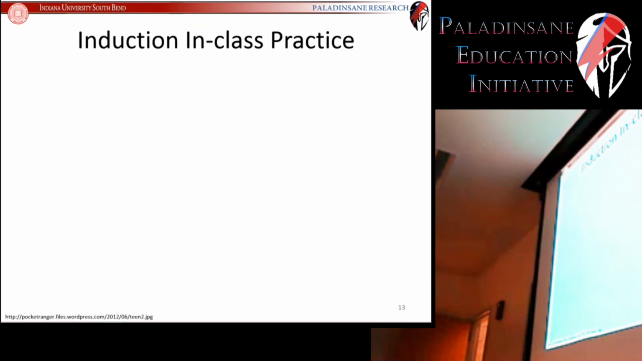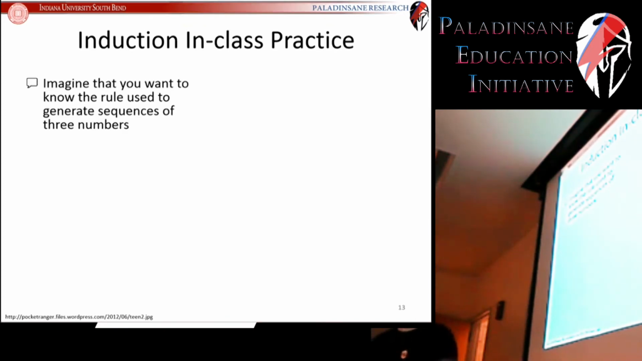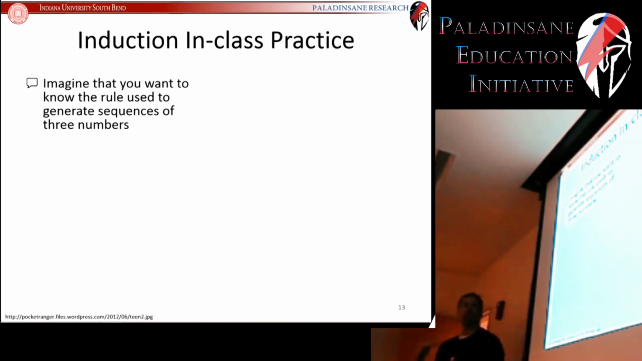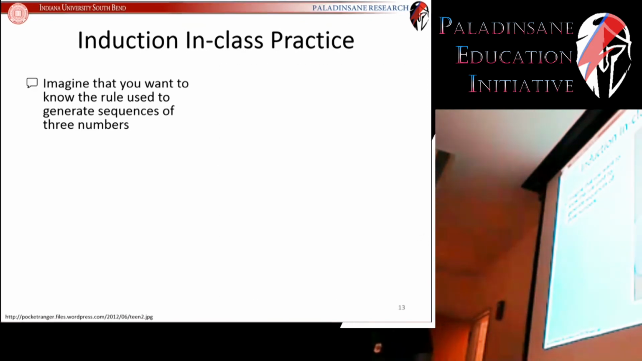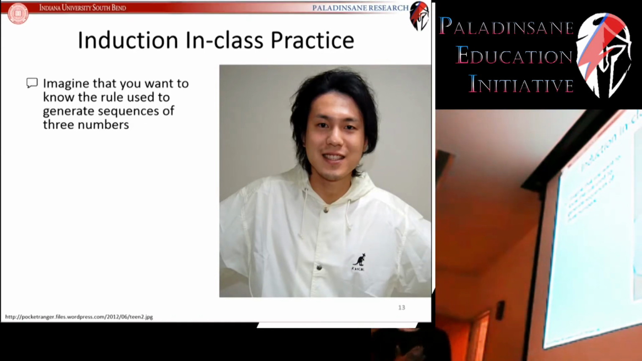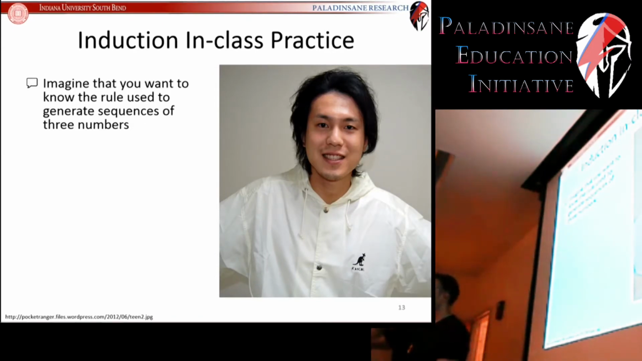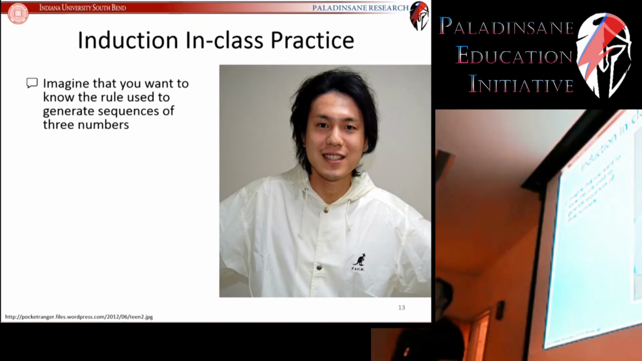All right, so here is your situation. So imagine that you want to know the rule that is being used to generate sequences of three numbers. So let's put this in more of a psychology context. Imagine that you're a clinical psychologist and you get called up by a parent and they bring in their son and they say, something's wrong with my son. I don't know what it is, but he only speaks in sequences of three numbers.